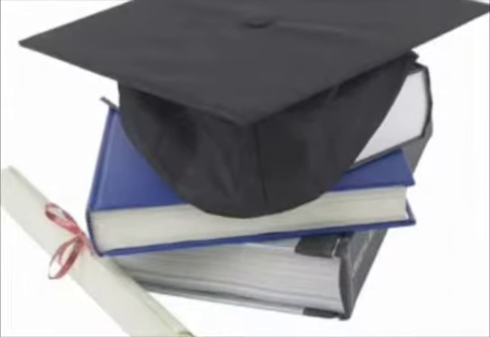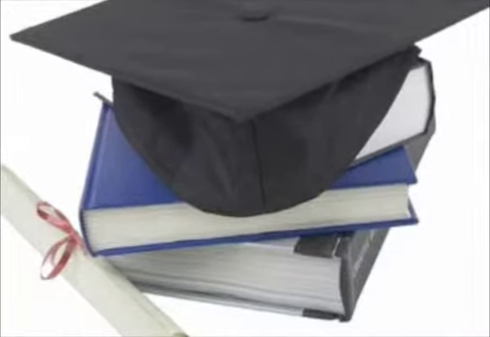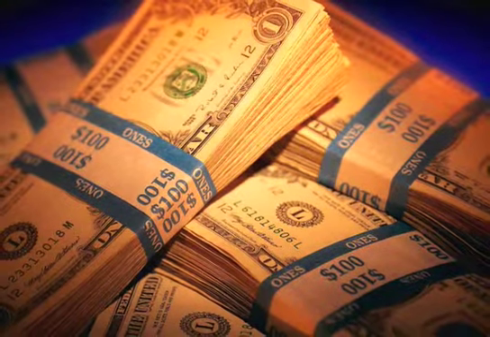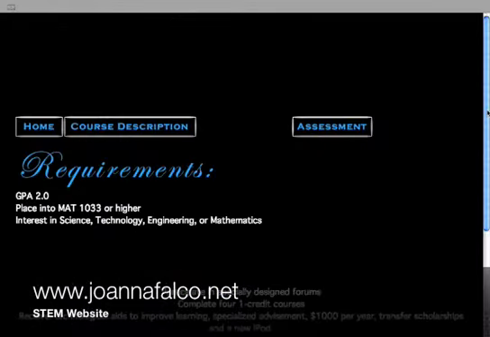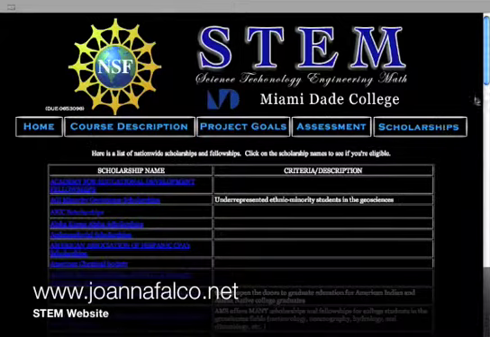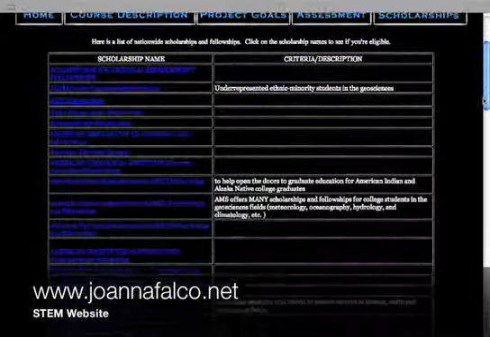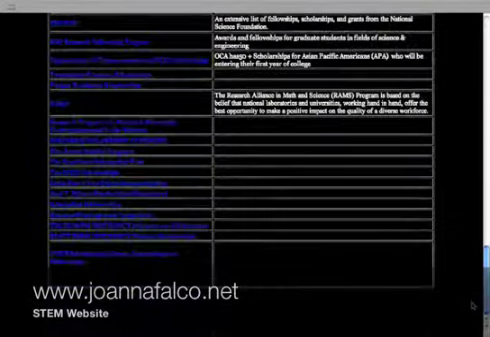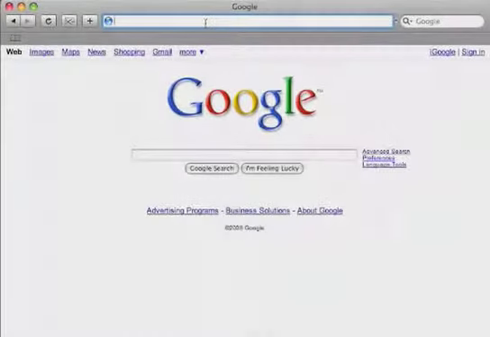There are a number of really important ways that you can acquire scholarship money. And there are a number of very important websites that we'd like to tell you a little bit about. The first is our own, joannafalco.net. On that website designed for STEM students, we have an entire list of STEM-related scholarship monies that you can apply for. Before we begin with our own website, we wanted to take a look at some of the websites that are available to you that you should pay attention to.